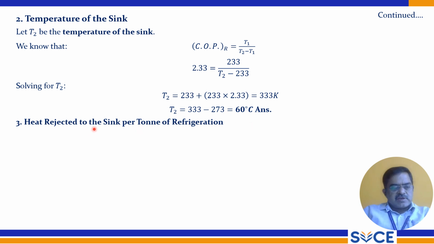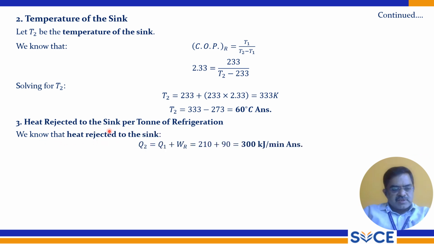And the heat rejected to the sink per tonnage of refrigeration. So this is the next part of our problem. We know that the heat rejected to the sink equal to Q2 equal to Q1 plus WR. So that is equal to 300 kilojoules per minute.